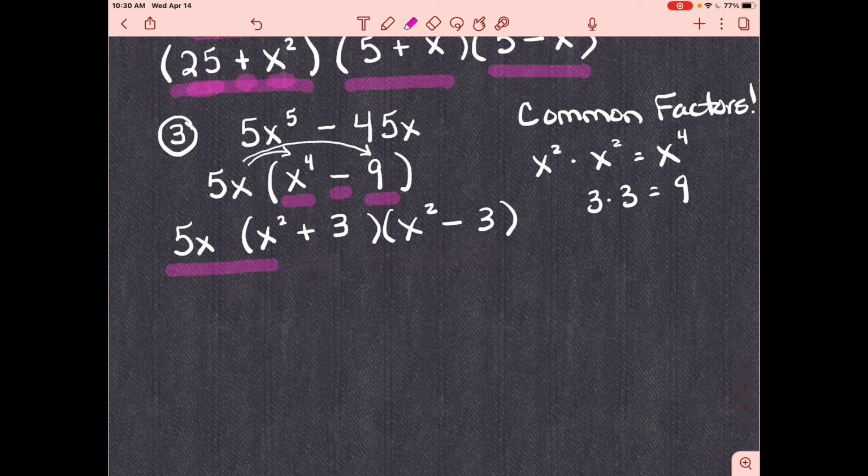Q times q is q squared. Q times negative 11 is negative 11q. 11 times q is 11q, and those two cancel. And then 11 times negative 11 gives me this negative 121. Okay, hope that helps. Let me know what questions you still have.